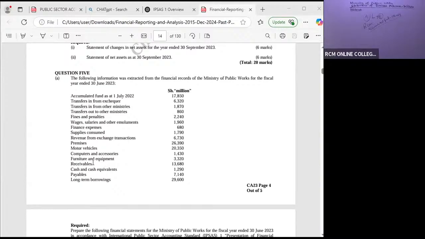Receivables, I expect to receive this money as fast as I can, most of the time within about 3 months. So it's an asset that I expect a cash flow from, but it will be a current asset. Cash and cash equivalents, already we have this, it's current. Payables, this is a liability. Which liability is this? Current liability. Long-term borrowings, this is a non-current liability.